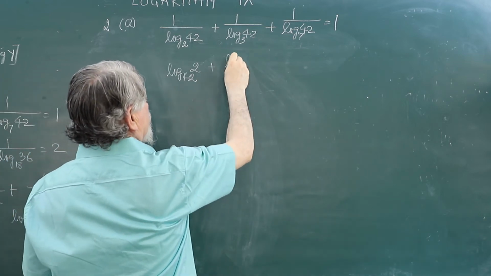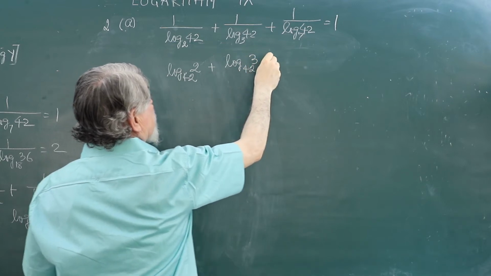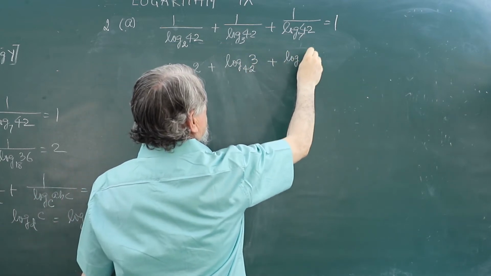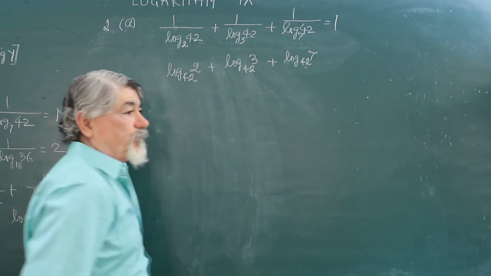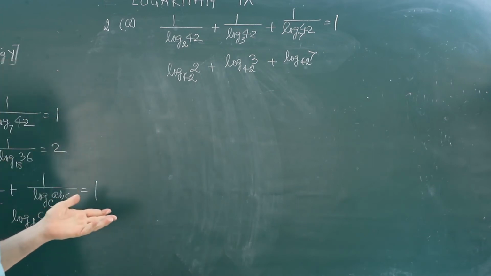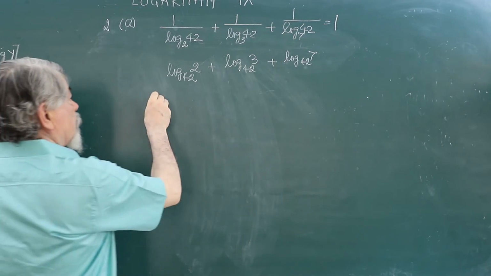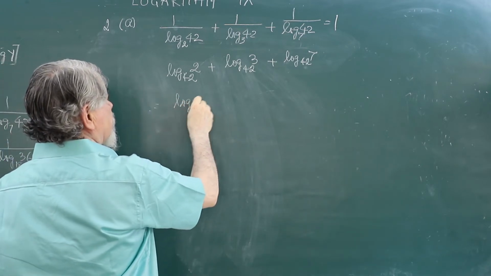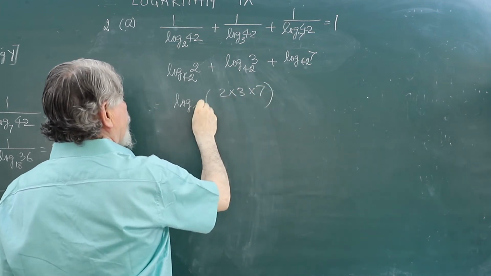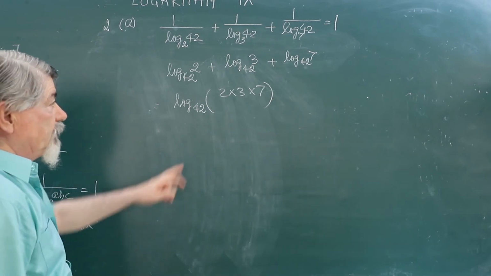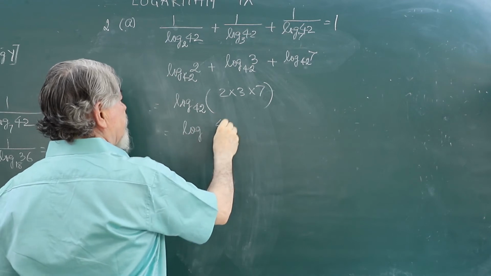Plus log 3 to the base 42 plus log 7 to the base 42. So everywhere base is 42. Because if bases become same, then you can apply log a plus log b plus log c. So it will become log of 2 into 3 into 7 to the base 42. Now 2 3s are 6, 6 7s are 42. Log 42 to the base 42.